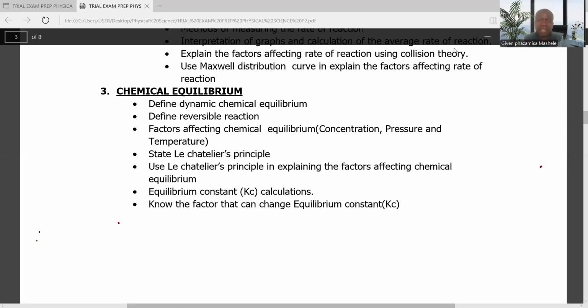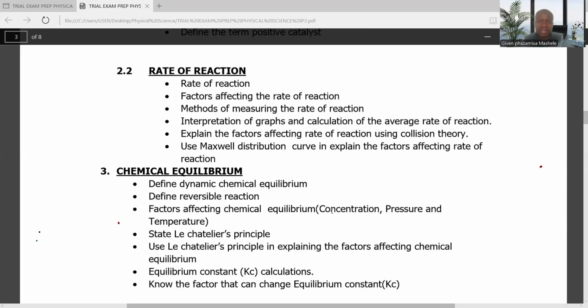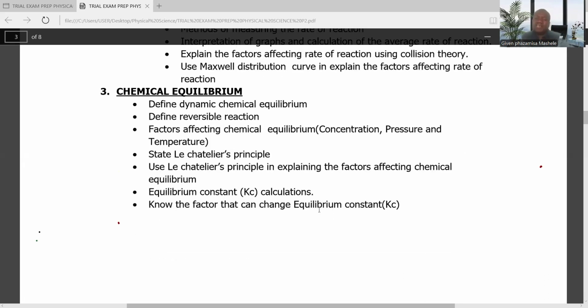Okay. Let's now go through the chemical equilibrium. Right, number 1, under chemical equilibrium, ladies and gentlemen, you need to be able to define what is a dynamic chemical equilibrium. Very important. You need to be able to define what is a dynamic chemical equilibrium.